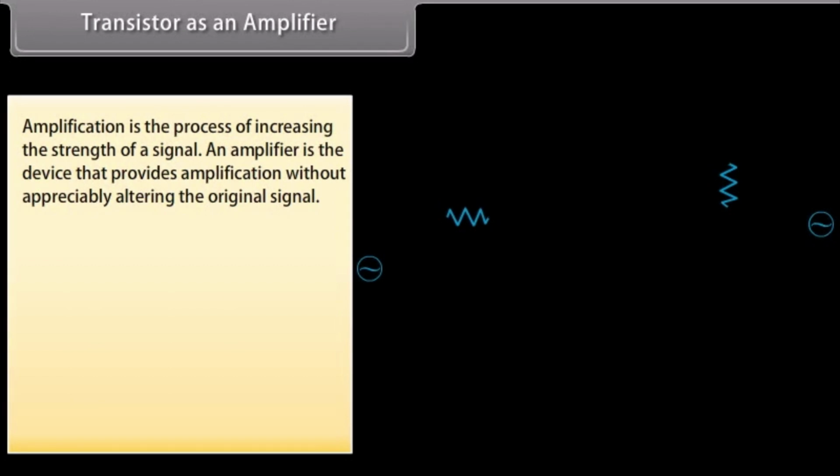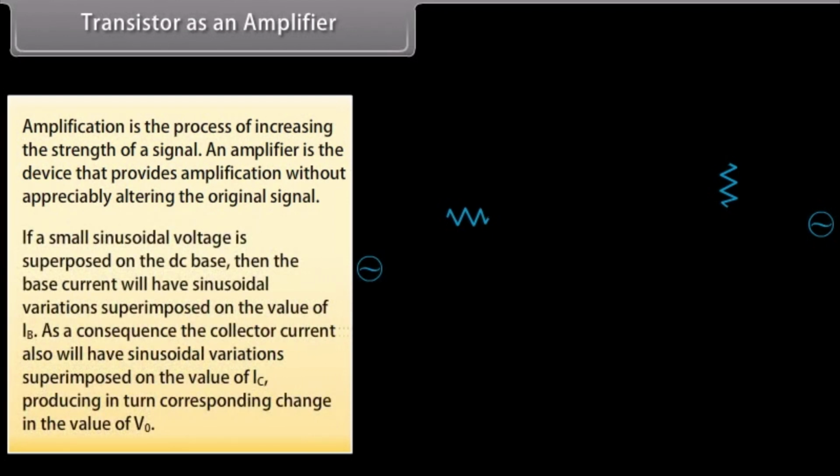Transistor as an amplifier. Amplification is the process of increasing the strength of a signal. An amplifier is a device that provides amplification without appreciably altering the original signal. We consider the operating point of the transistor somewhere in the middle of this active region. The DC voltage VCE, equal to VCC minus ICRC, would also remain constant. The operating values of VCE and IB determine the operating point of the amplifier.